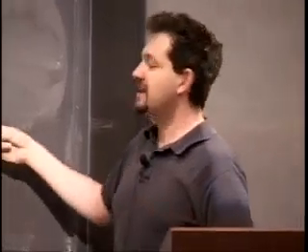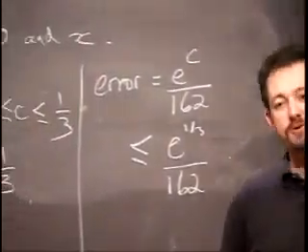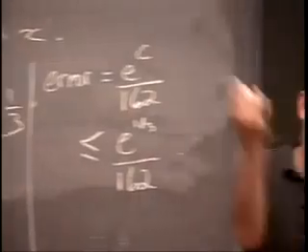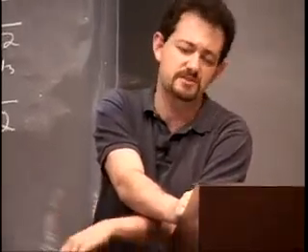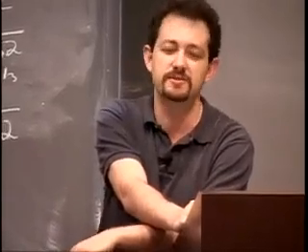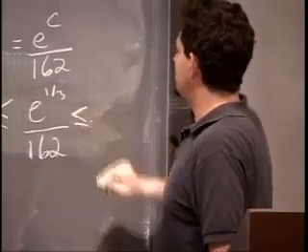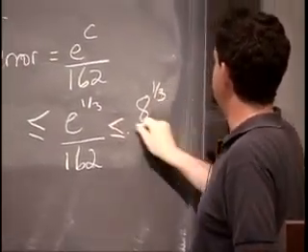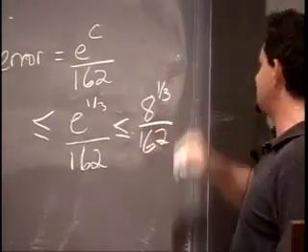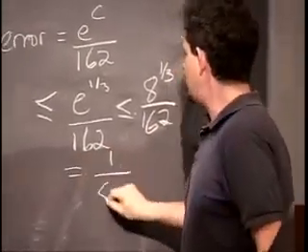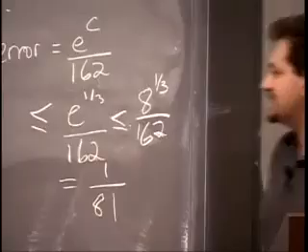So I'm going to do the crudest estimate that I can to get a handle on how big e to the 1/3 is. What's e? 2.7. The third is the cube root. What's a number bigger than e that you can take the cube root of? It's not too much bigger, but what's the smallest easy to take a cube root of number bigger than e? 8. So I'm just going to say this is certainly less than 8 to the 1/3 over 162. And 8 to the 1/3 is 2, so this is 1 over 81. So that's my estimate for the error.